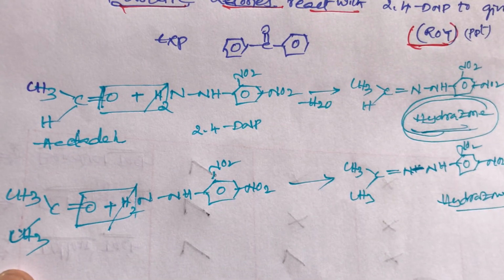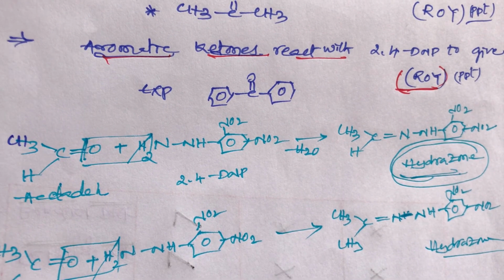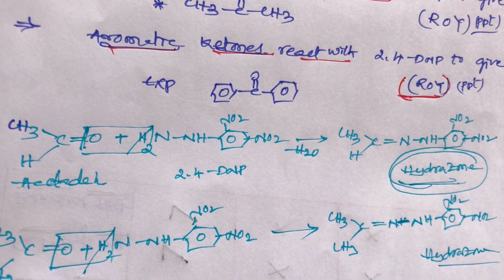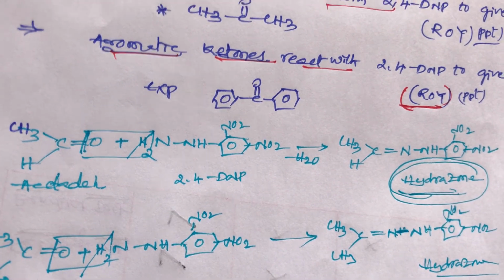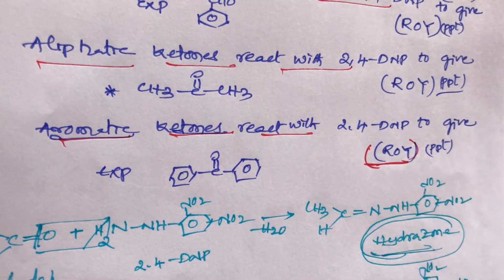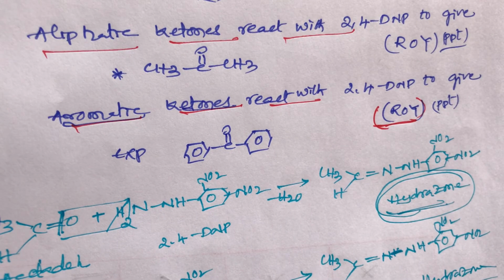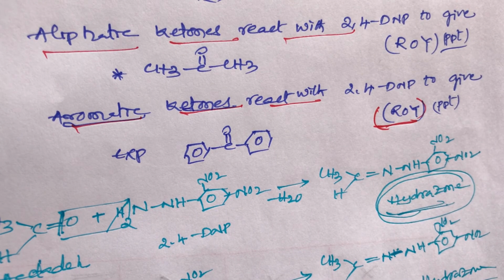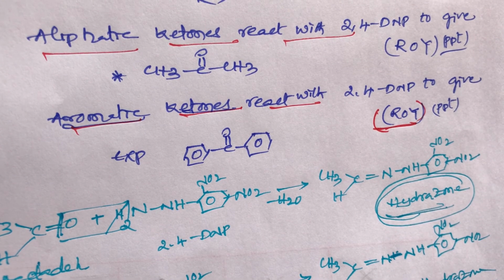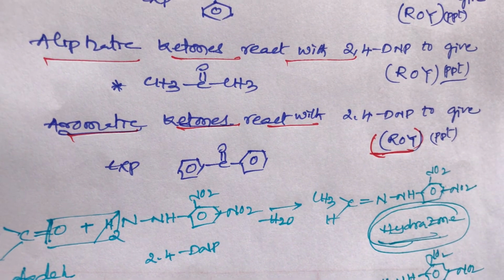Aldehydes and ketones, aliphatic aldehydes, aromatic aldehydes, aliphatic ketones and aromatic ketones, are all reactive with 2,4-DNP to give a positive test with a red, orange, yellow precipitate. Students, the shortcut is ROY: red, orange, yellow precipitate, a mixed-colored precipitate. Students, this is the simple trick for 2,4-DNP.